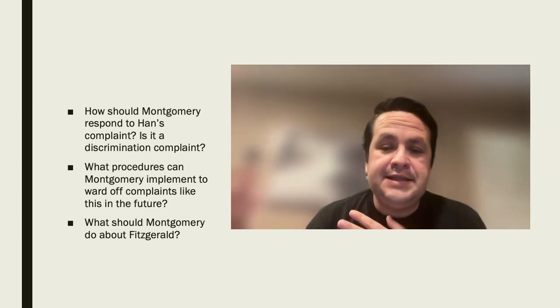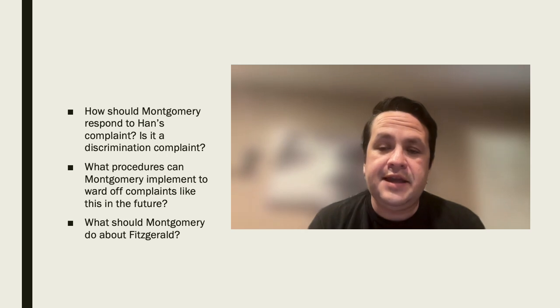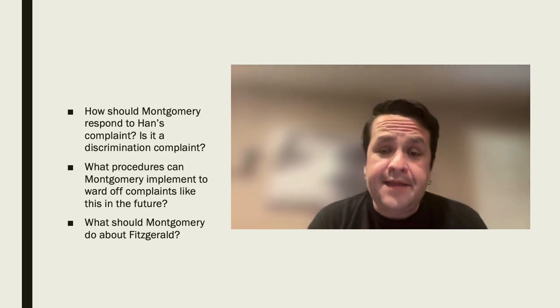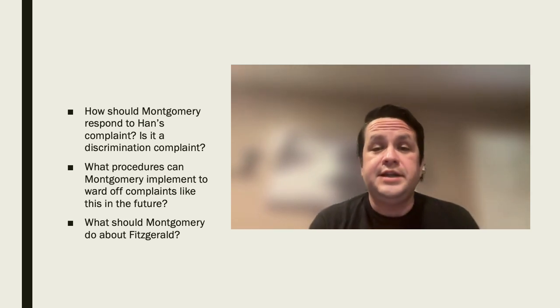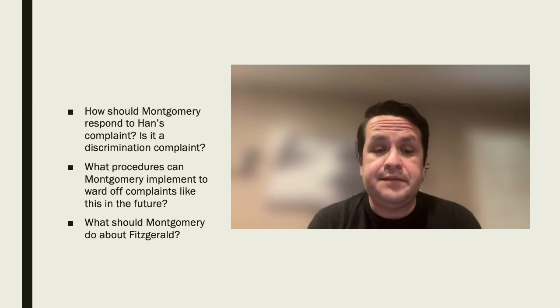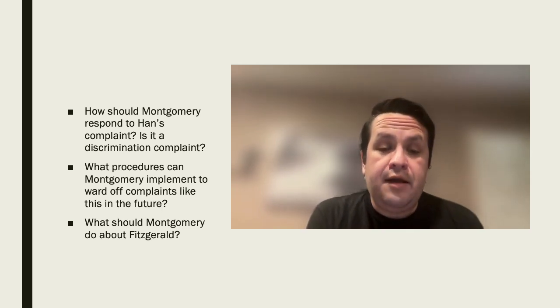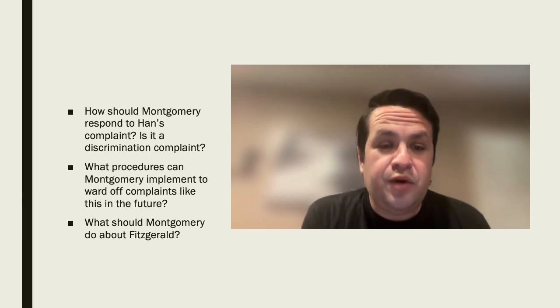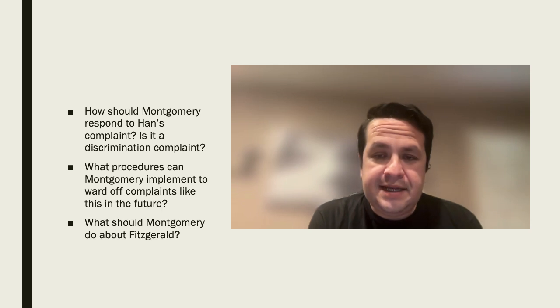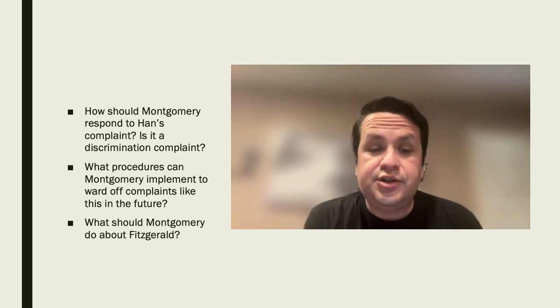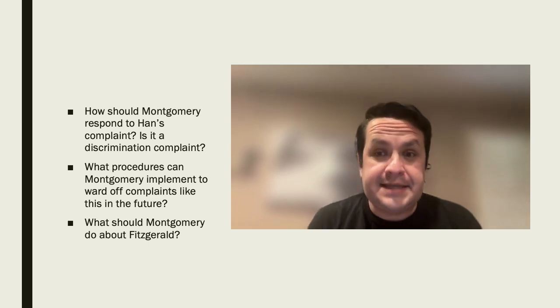Well, when you're doing that transaction, we want to make sure that there is documentation of when the request for repair came in, and then there's a procedure following that, right? Like, what does the property manager need to do after that documentation comes in? What should Montgomery do about Fitzgerald? Well, do the work, right? That's the most important thing. If there are repairs needed or requested, make sure that those get done. And if those repairs are not going to get done, make sure that you let the tenant know right away.